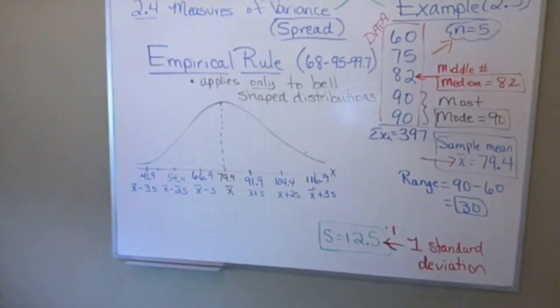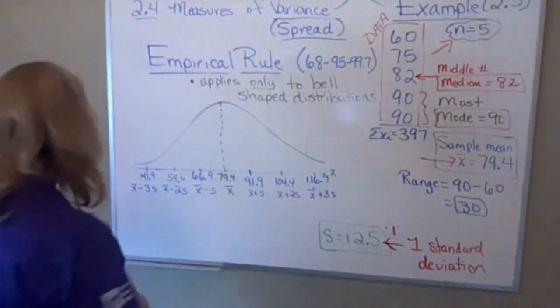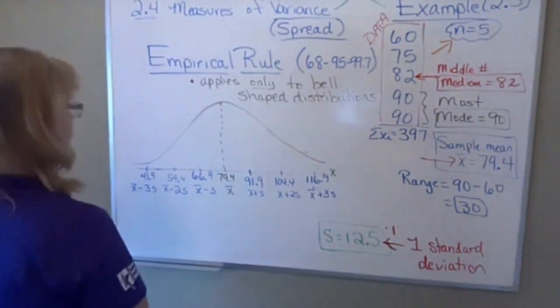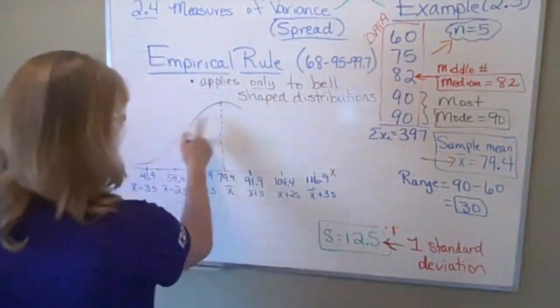Now, if the data distribution is bell-shaped, and I didn't make this very symmetric, I didn't draw a very good picture, guys. It should be more like, let me draw this right side a little better. The left side's pretty good.